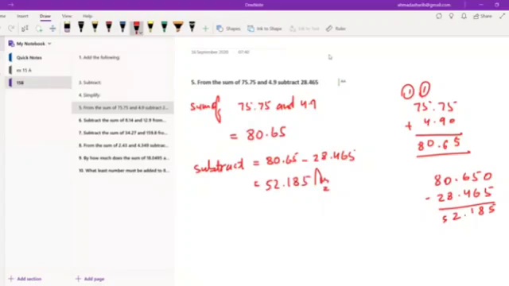Very good. Muhammad Talha, Santoshi. These two have given me the answer, Bisma also has given me the answer. Okay, so this was question 5.